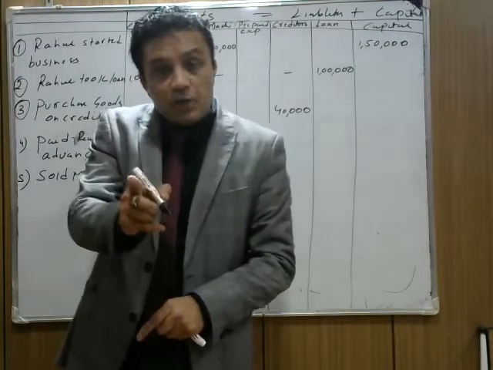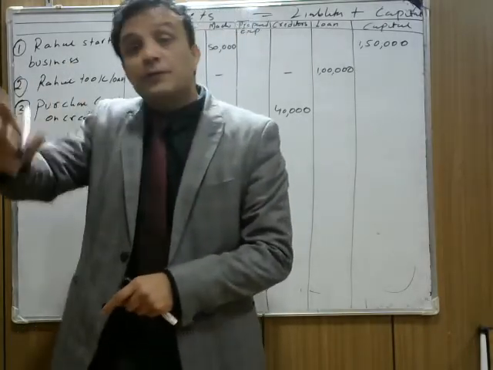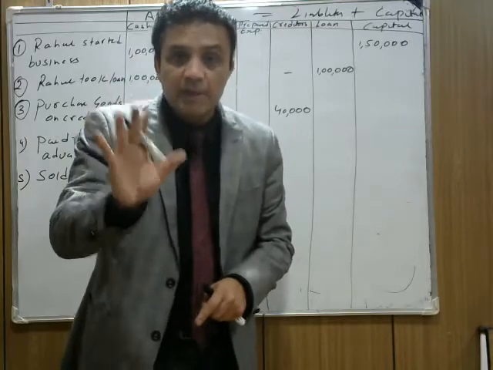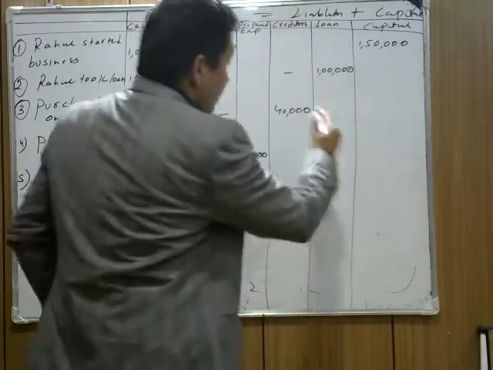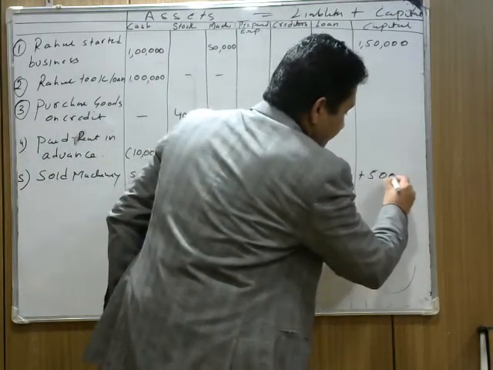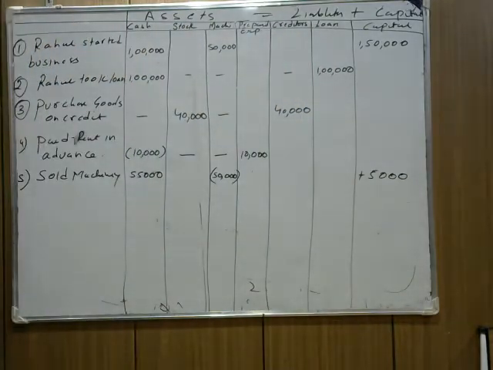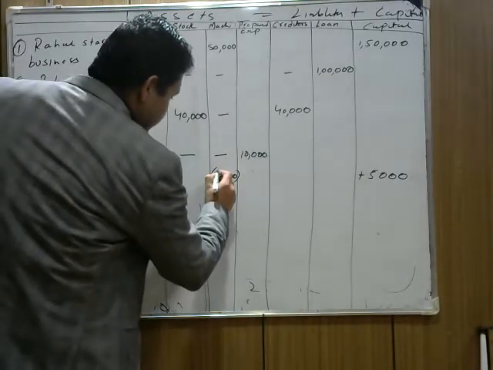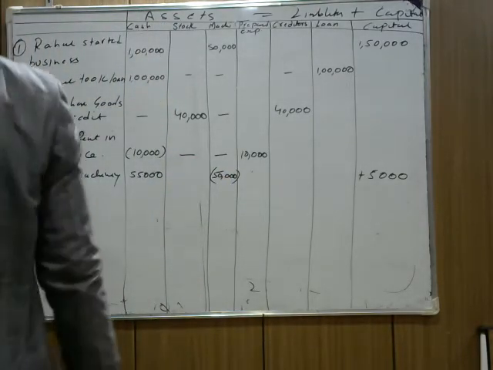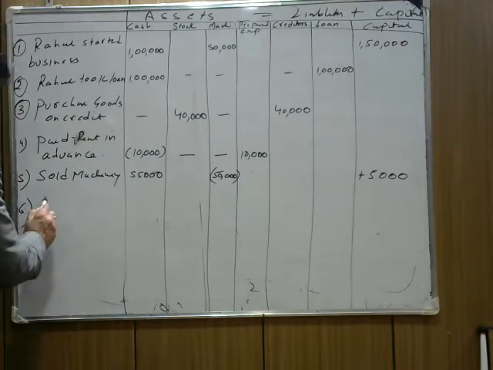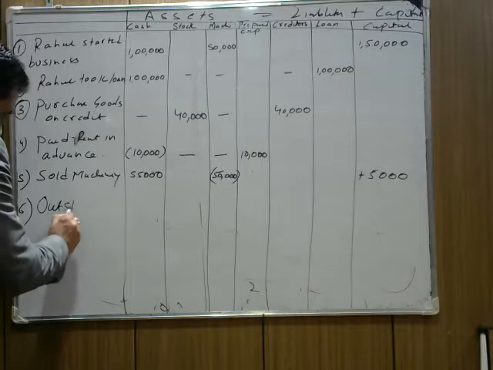The machinery cost was 50,000 and you sold it for 55,000. It means 5,000 rupees profit is here. आपने 50,000 की machinery को 55,000 का बेचा. You got a 5,000 rupees profit in that. So we write profit will be added in capital. Now this transaction has 3 effects. It increases the cash, it decreases the value of machinery by 50,000, and it also increases the capital. Now this is clear. Transaction number 6. Outstanding salary rupees 30,000. Outstanding salaries.